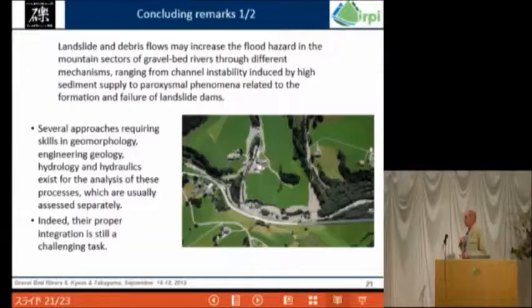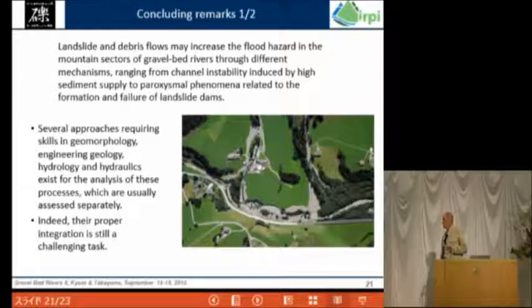I think it's time to come to the concluding remarks. Basically, in order to cope with the link between landslides, debris flows, and floods in the mainstream, a number of approaches need to be implemented, which require skills in geology, hydrology, sedimentology, hydraulics. These approaches do exist, but their proper integration is still a complex and challenging task.